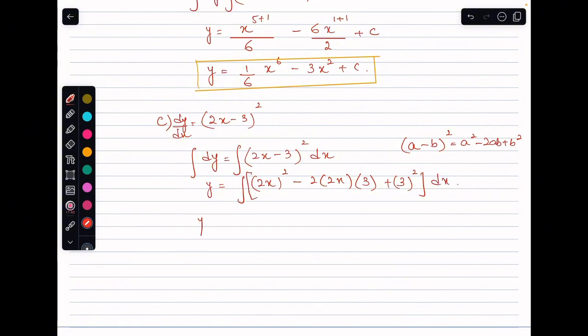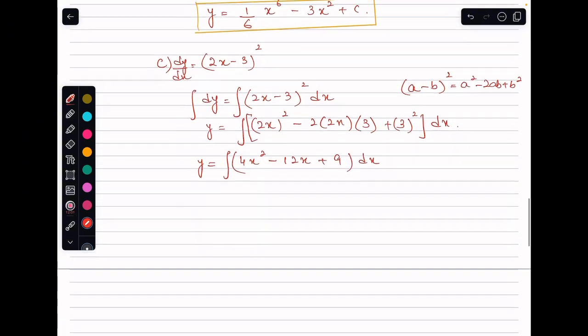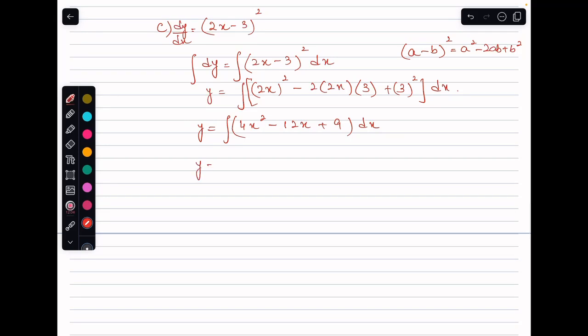So y equals the integral of 4x squared minus 12x plus 9 dx. Integrating this, 4x to the power 2 plus 1 gives 3, so I divide by 3. Minus 12x to the power 1 plus 1 gives 2, so I divide by 2. And then the constant.